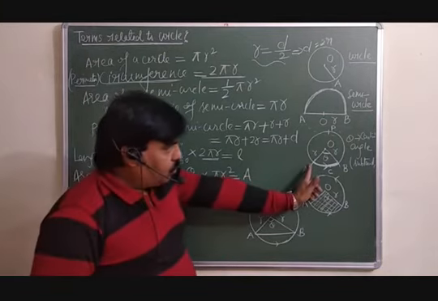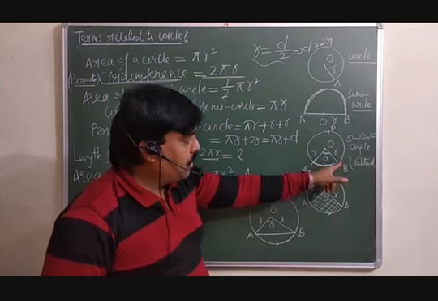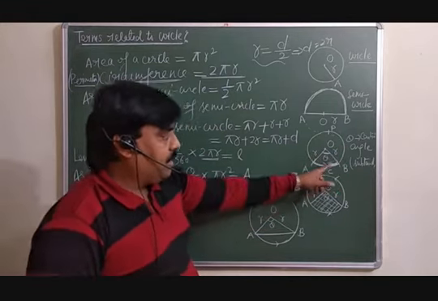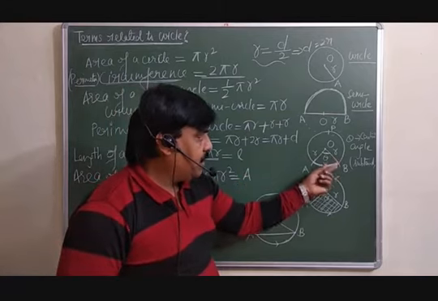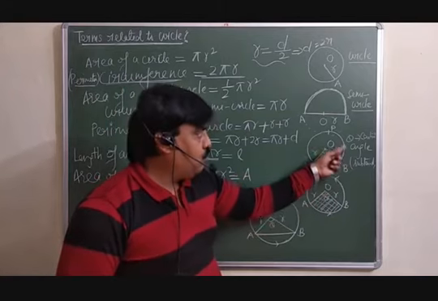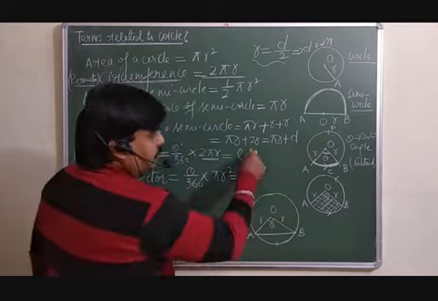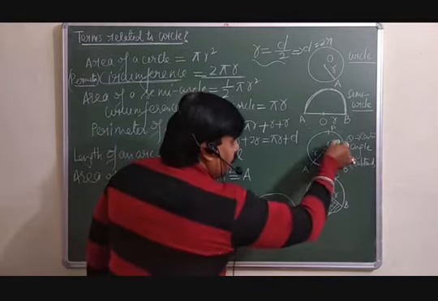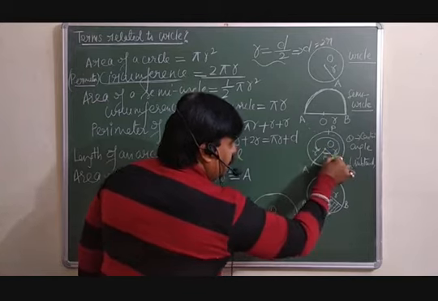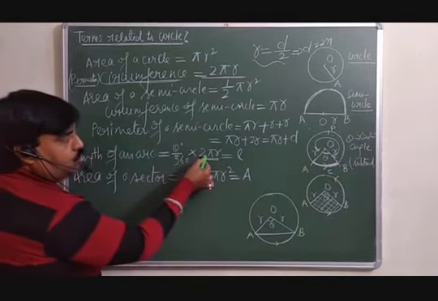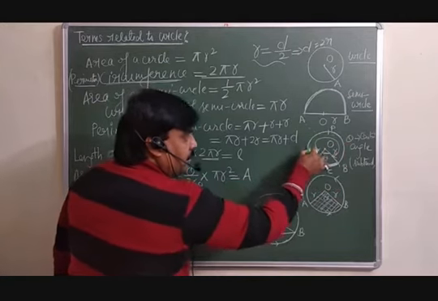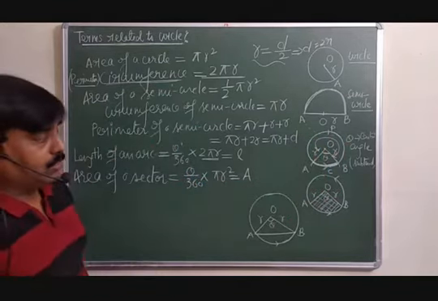Now this is your minor arc. You want to calculate the major arc. For the major arc, you can subtract this length L from 2 pi r and find the length of the major one. Or you can use this angle and put it over 360 into 2 pi r. You will get the length of the major arc. That is another way.